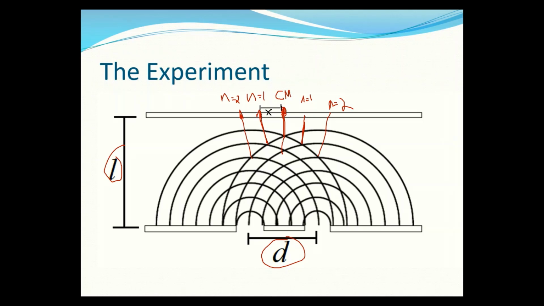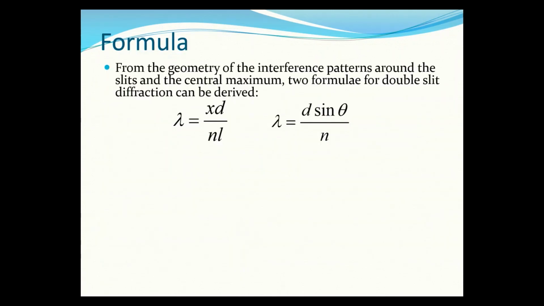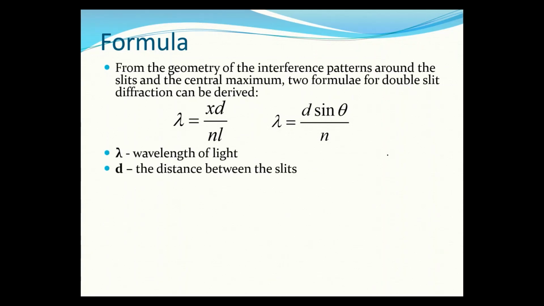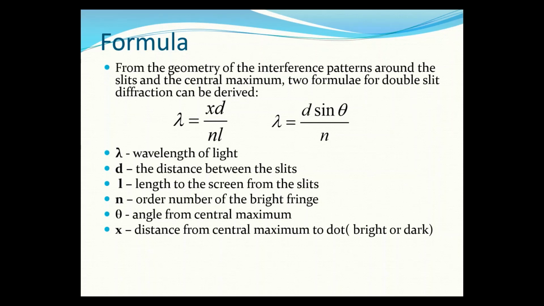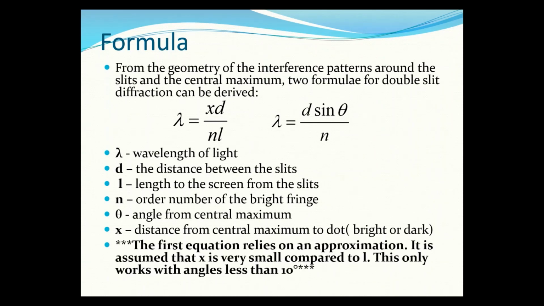Dist between the slits. Okay, so these are our two formulas, where lambda is wavelength, D is a dist between the slits, L is the length of the screen, N is the order of bright fringe, theta is the angle from the central maximum, X is the distance between bright or dark spots. And this little bullet says that the first equation relies on an approximation. It is assumed that X is very small compared to L. This only works with angles of less than 10 degrees.